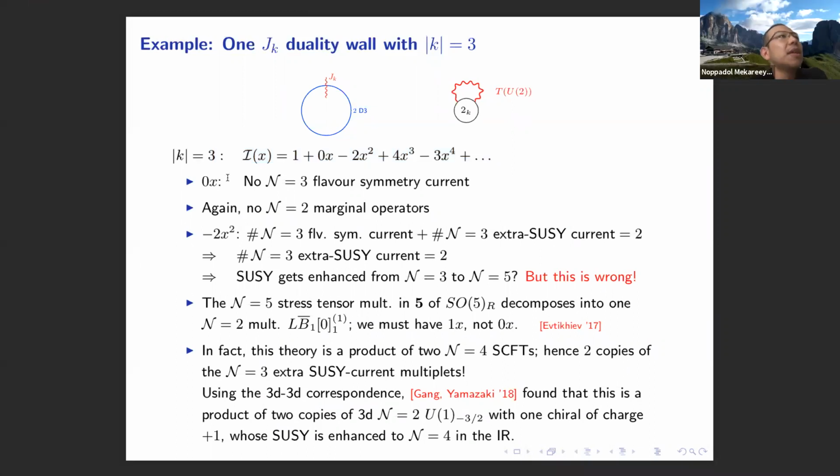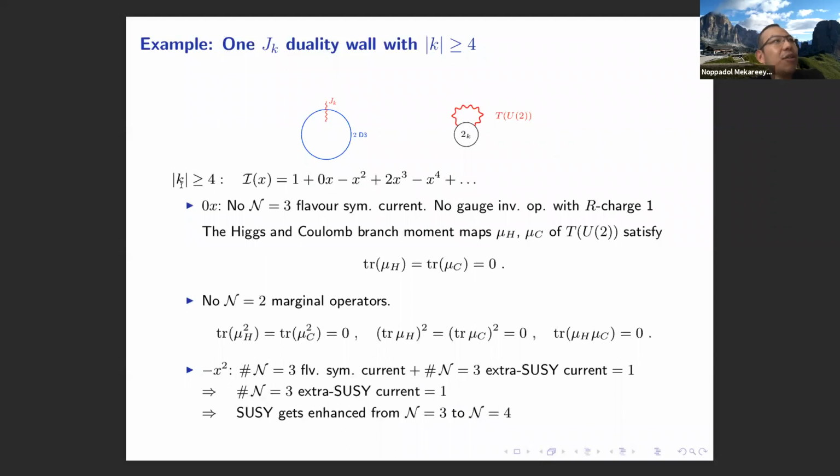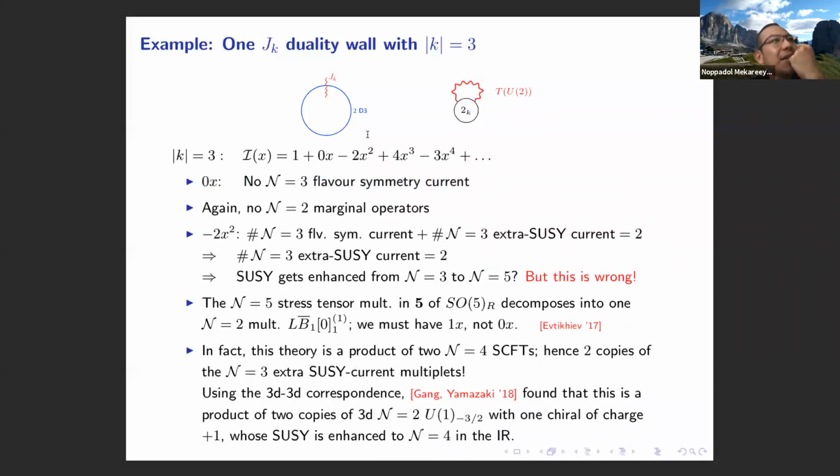So for k equal to 3, there's a very nice thing happening. Again, 0x means that the theory has no N=3 flavor symmetry current, as you can conclude if you look at the table. Again, the same argument holds, no N=2 marginal operator. Compare this thing: when you decrease the Chern-Simons level from greater than or equal to 4 to 3, this piece minus x squared becomes minus 2x squared.